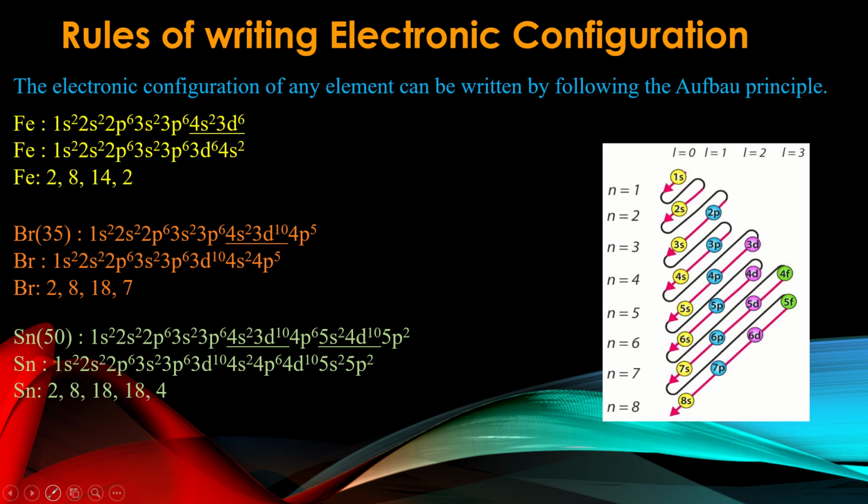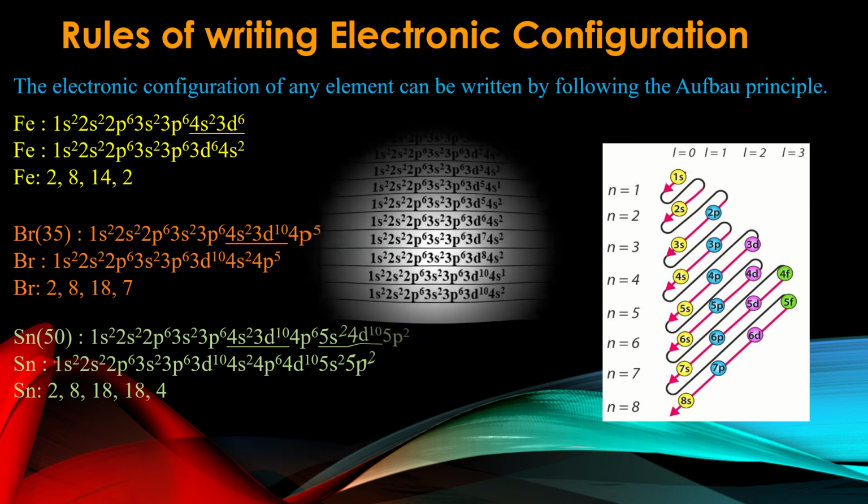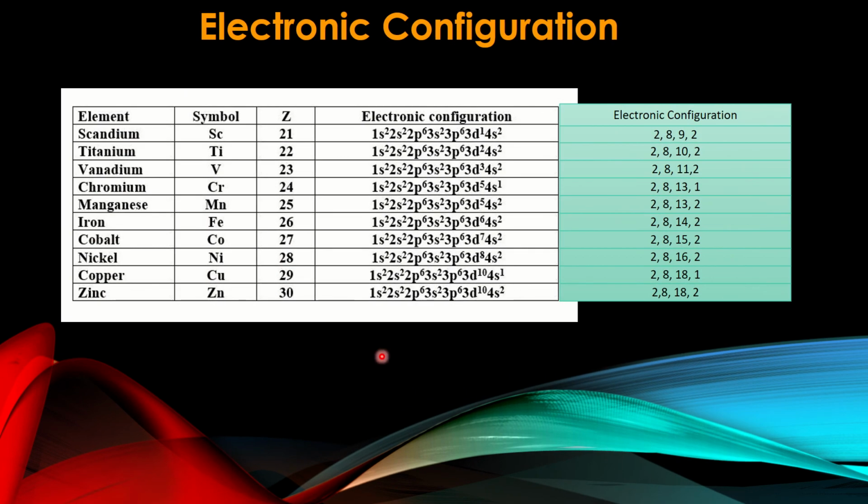Now dear student, you can write the electronic configuration of every atom by drawing the sequence of the orbitals. Okay. Now I will show you the electronic configuration of the atoms from 21 to 30. That means scandium to zinc. The electronic configuration of elements from scandium to zinc is written here.